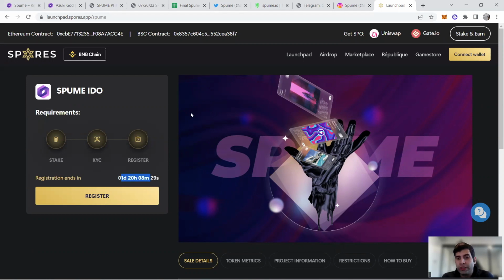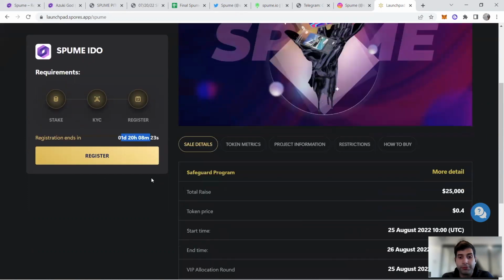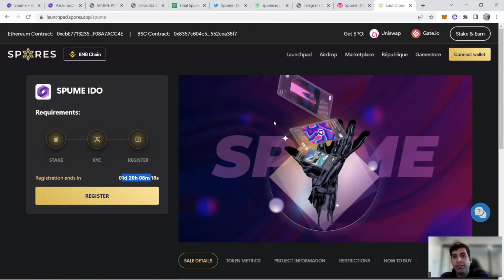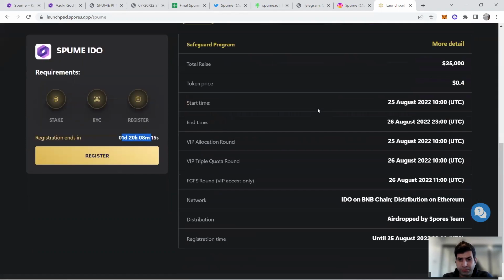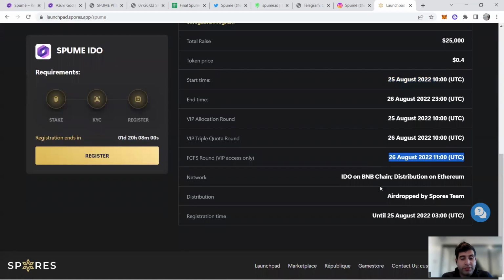And what you do is you press the registration button. It comes up like a form, a Google form. You fill the form. You need to hold some tokens from Spores, which I've already covered in my previous videos. You can buy Spores from Uniswap, PancakeSwap, or Gate. The IDO starts on the 25th and ends on the 26th. VIP allocation round is the 25th. Quota starts the 26th, and then the first come first serve is the 26th. The token will be distributed.